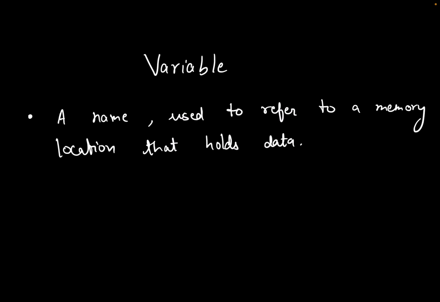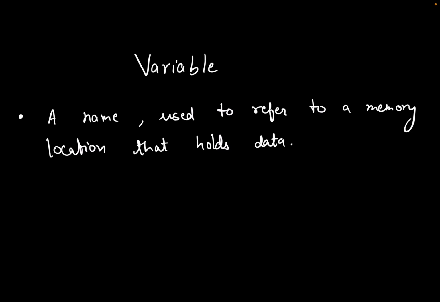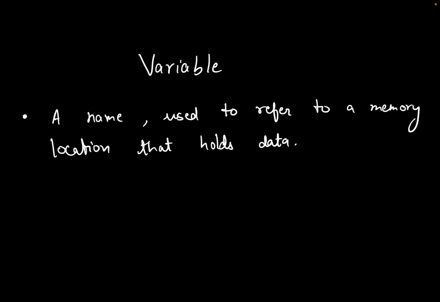So, what are variables in programming? A variable is just a name that we give to some memory location that holds some data. So, if you want to use some data in your program, you store that data in some memory location, and that memory location is given a name by you. That name is known as a variable. So, essentially what variables become are ways that you can store and access data in your program.